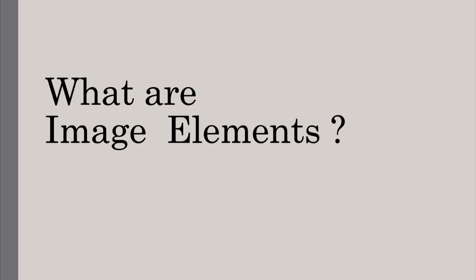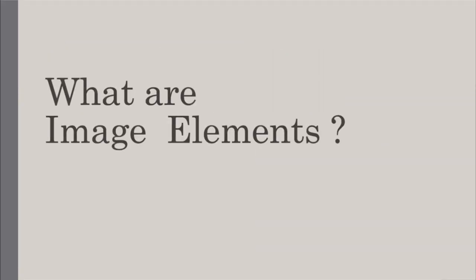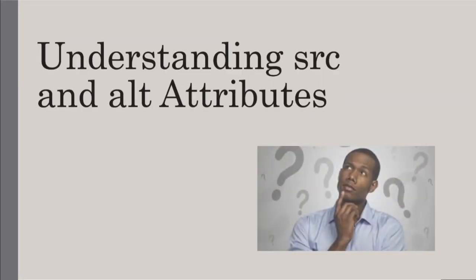So our first question: what are image elements? Basically, the image tag is used to display images on a web page. The image tag is just like this: img within angle brackets. This is known as the image tag, and it does not have any closing tag because it's a void element and it doesn't need a closing tag. Okay, so now we will move forward to ALT and SRC, and what they are.